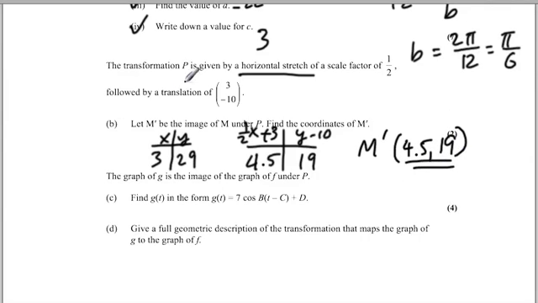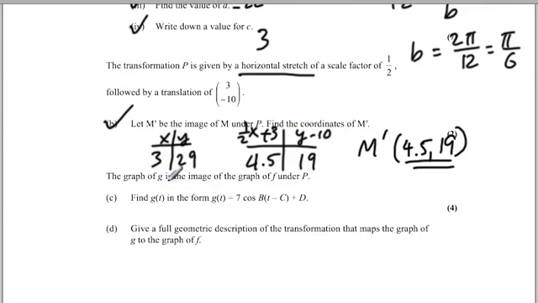Okay? So again, this is just using transformations. We're doing a horizontal stretch with scale factor of half. That's why we multiplied the x by half. And then we added 3 because it was moved to the right by 3. Whereas for the y's, we just subtracted 10. So 4.5, 19, and that's why we get M prime over there. Okay, so that's how we do B.